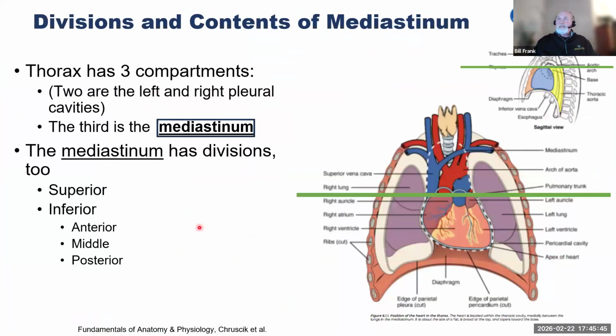Okay, so the thorax has three compartments. Two are in the left and right side, which are the pleural cavities, and the middle is the mediastinum. And the mediastinum is divided into two main areas, a superior mediastinum and an inferior mediastinum, with the inferior mediastinum also being divided into an anterior, a middle, and a posterior.